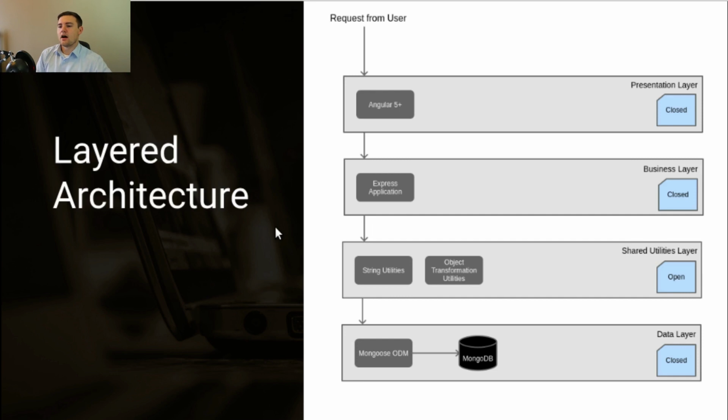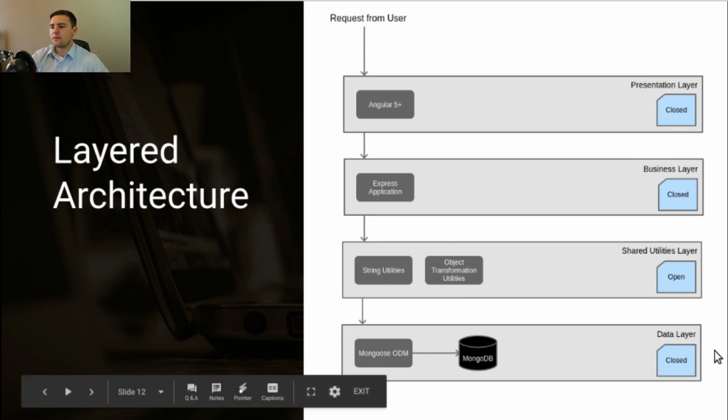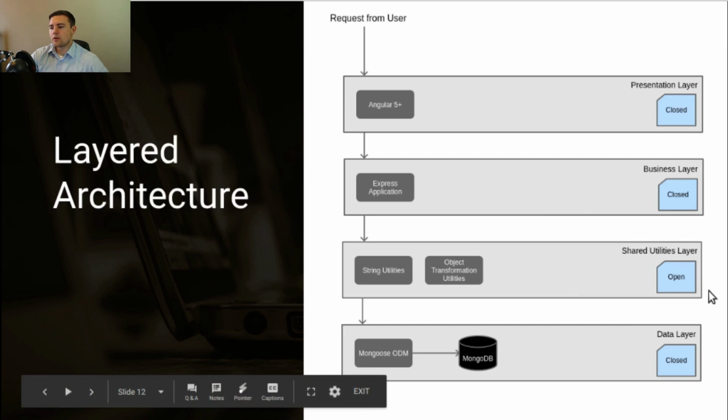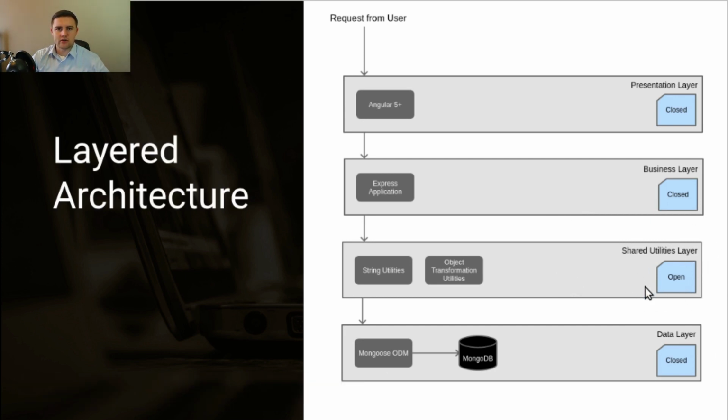Pretty obvious. Now, one thing to mention with this layered architecture is the concept of closed and open layers. So if a layer is closed, as we see on the right here with these little boxes, that means that layer can only use the layer directly below it. So, for example, the presentation layer can only use the business layer, and the business layer can only use the data layer.